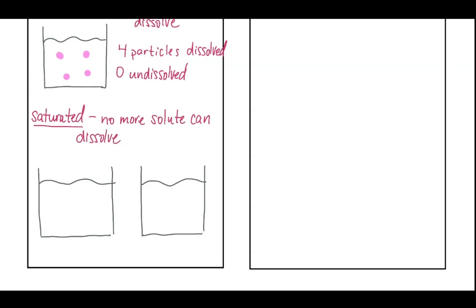This time I'm going to go with, let's say my saturation point is 8 particles. So 4, 5, 6, 7, 8. So I'm going to say in this one, I have 8 particles dissolved and 0 undissolved.